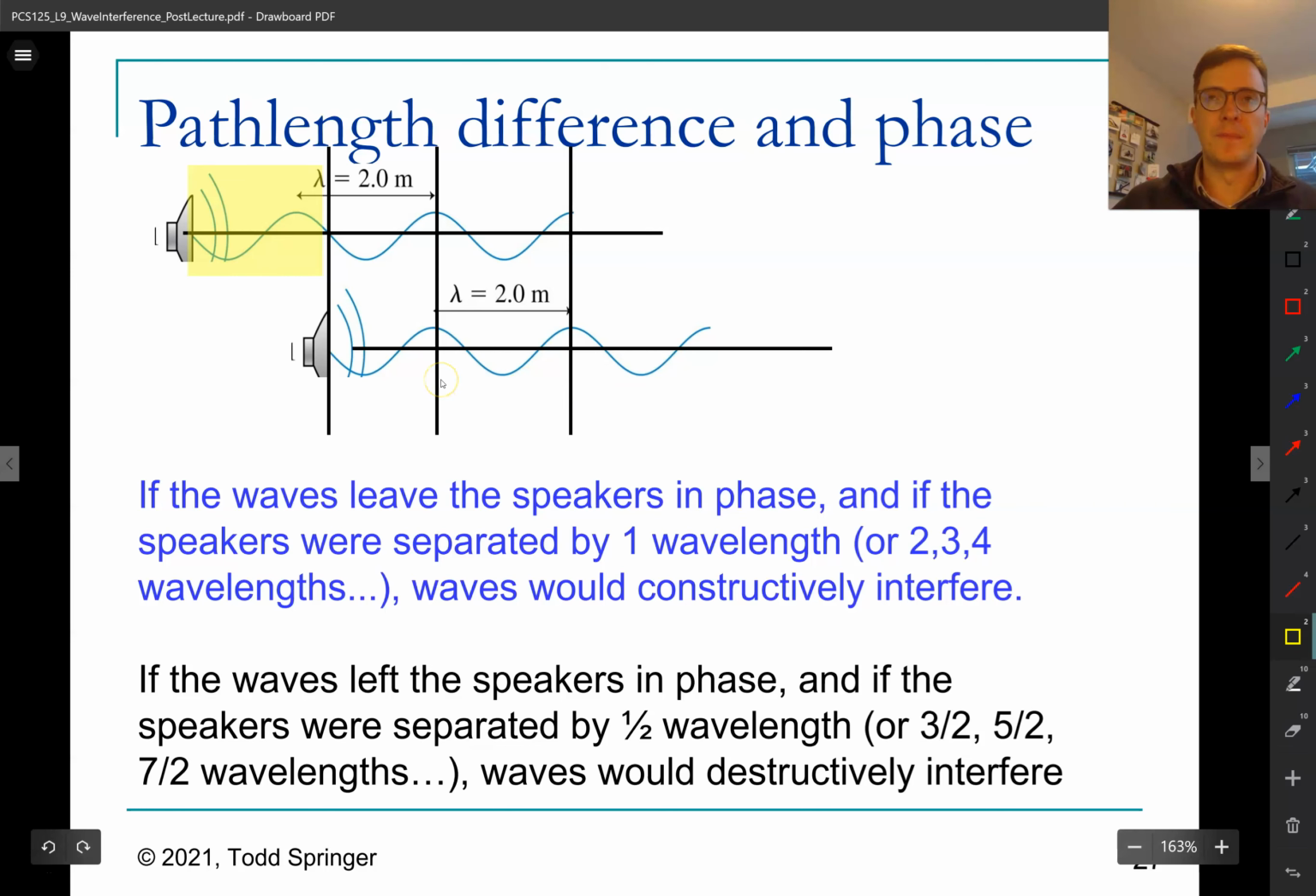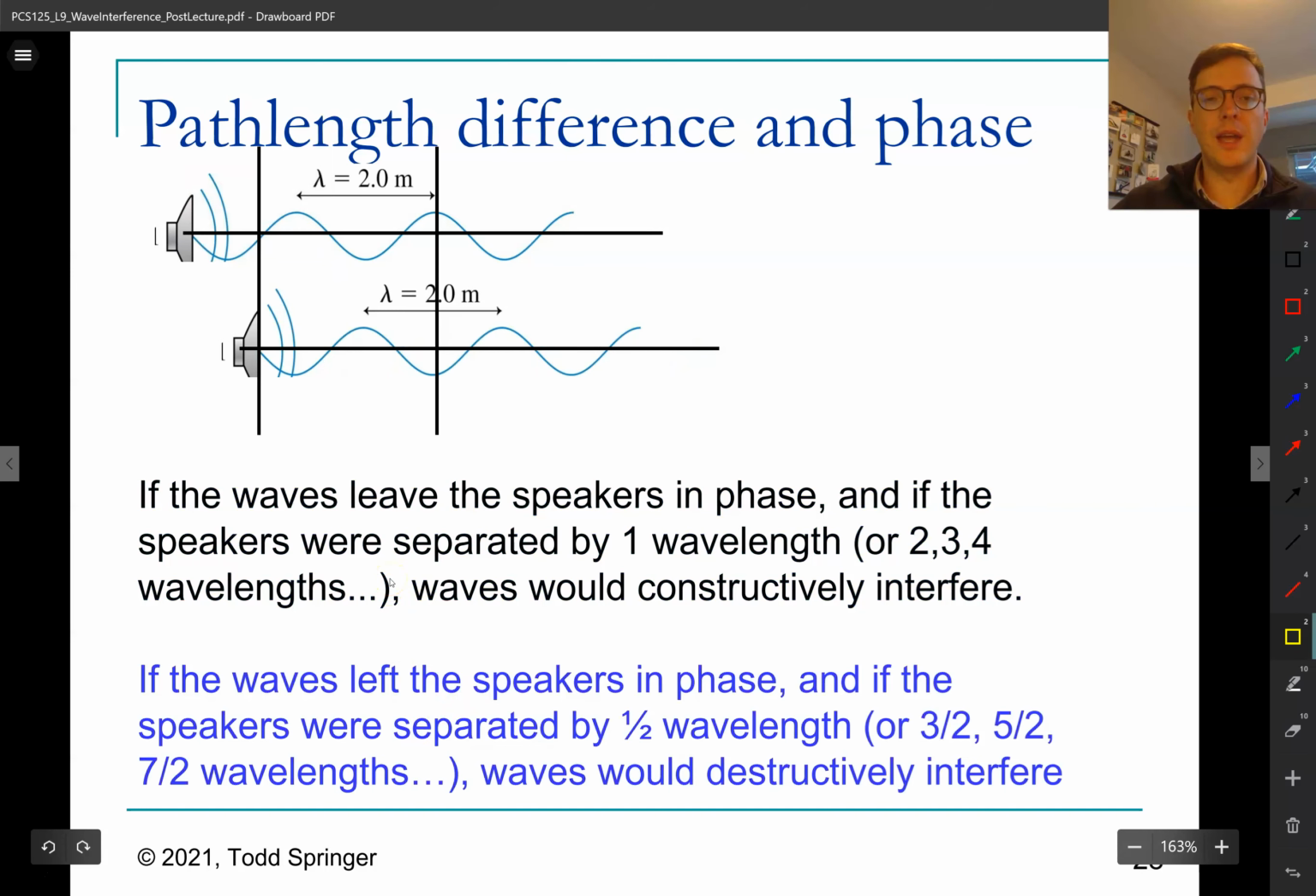So in other words, what I'm trying to do on this slide is to relate the phase shift to the wavelength. If the waves leave the speakers in phase, and if the speakers were separated by one wavelength, which is what's shown here, the waves would be completely overlapping. You can see that over here they're totally on top of each other, totally lining up, and you would get constructive interference. And the same would be true if I shifted it 2 wavelengths relative to the bottom, or 3 wavelengths, or 4 wavelengths.